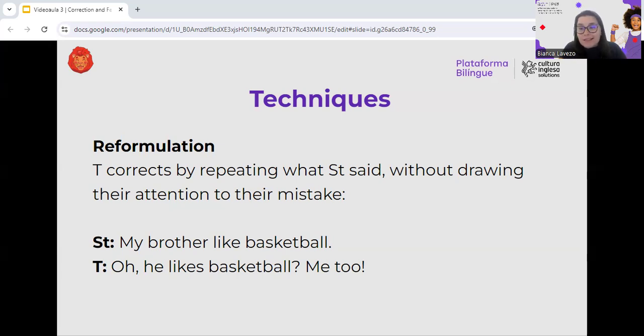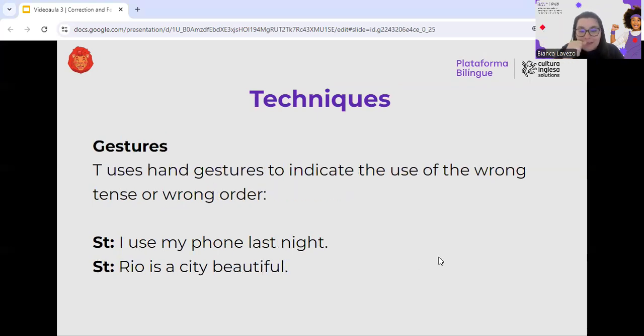So it's reformulation. It's the one that the teacher corrects by repeating what the student said, in a way that the focus is not the mistake. So the example here is, my brother like basketball, the student says, and the teacher replies, oh, he likes basketball. Oh, me too. So the focus is not the mistake, but just the idea of moving on with the conversation, right? The second one has to do with gestures, right? With your hand.